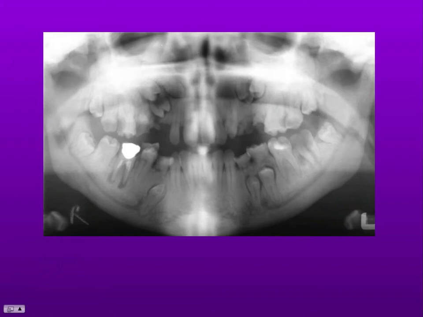What do you think about this patient's jaw? Well, I hope you're noticing the unerupted teeth, of which there are several. But notice also the density of the bone. All the bone, both maxilla and mandible, are exceedingly radiopaque.